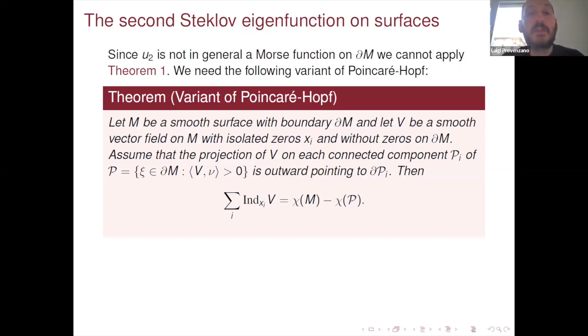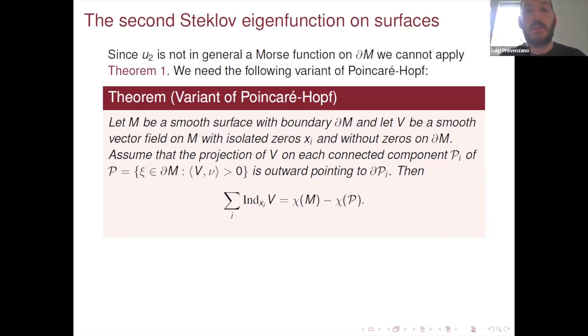If we have on a surface with boundary a smooth vector field with isolated zeros and which has no zeros on the boundary, and for which the vector field is not always outward pointing, so we cannot apply Poincaré-Hopf, then under suitable assumptions, we know that the sum of the indexes is equal to the Euler characteristic of M minus the Euler characteristic of P, where P is now the set of points on the boundary where the vector field is outward pointing. But you need other conditions to get that.